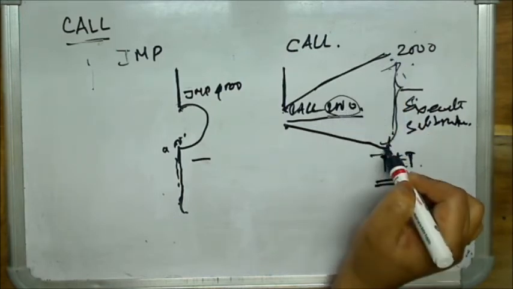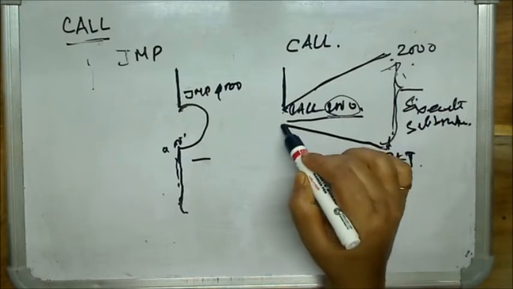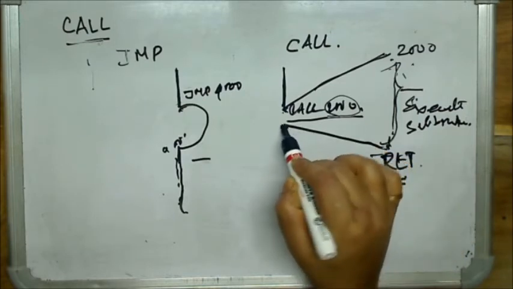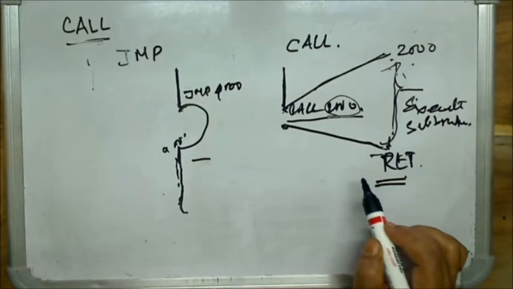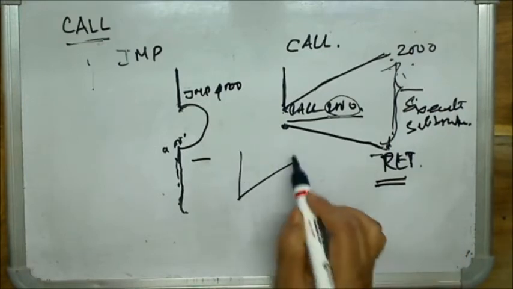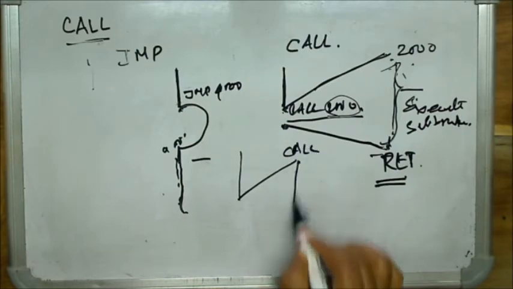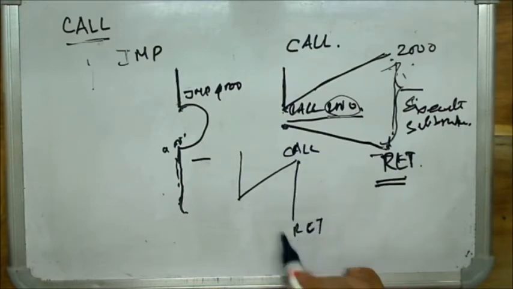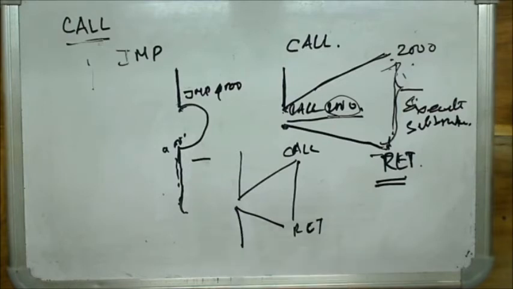So after it finds the return instruction, it goes to the next instruction. This is call, and this is return. After you find return, you again return to the main program, to the next instruction. Fine.